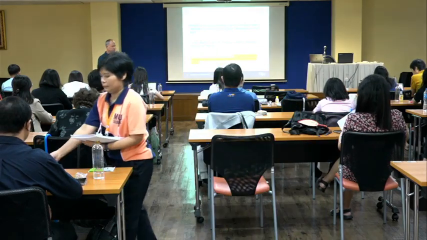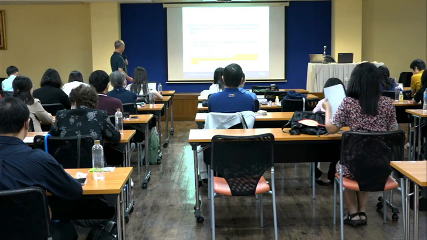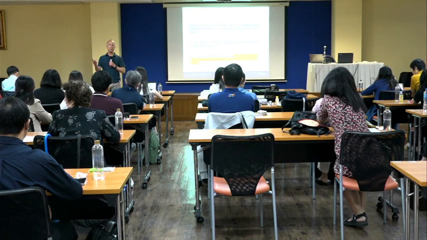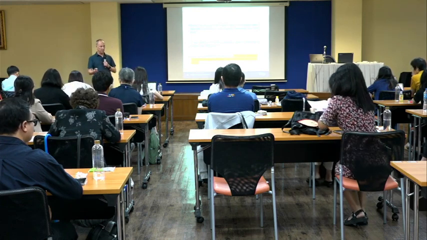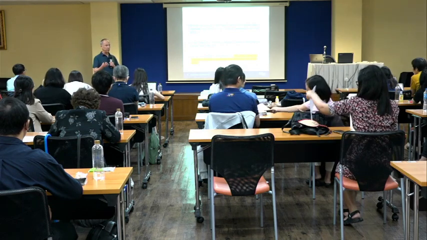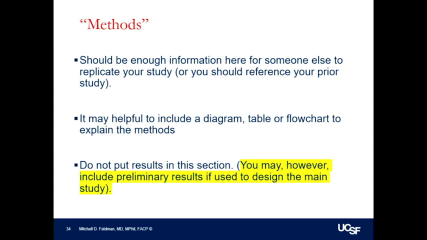Okay, methods. There should be enough information here for someone else to replicate your study. Or you can reference your prior study, right? If you collected a big data set and you're writing 5 papers from that, you don't want to describe your methods all over again in every paper. You can be very short and just say, see our prior publication.